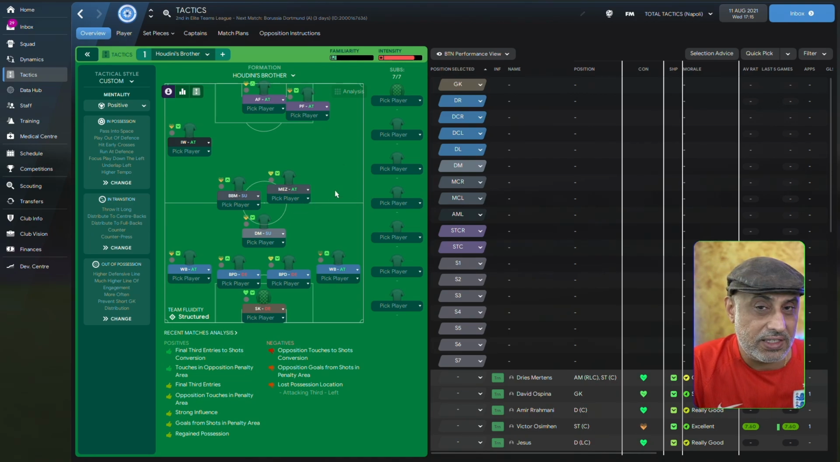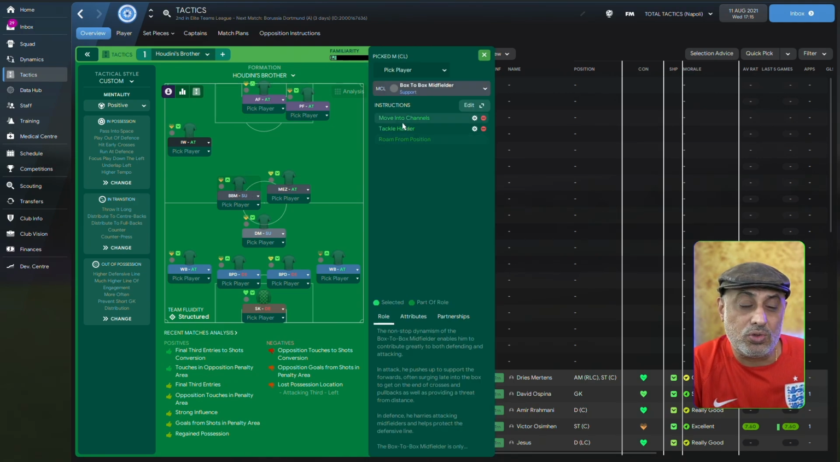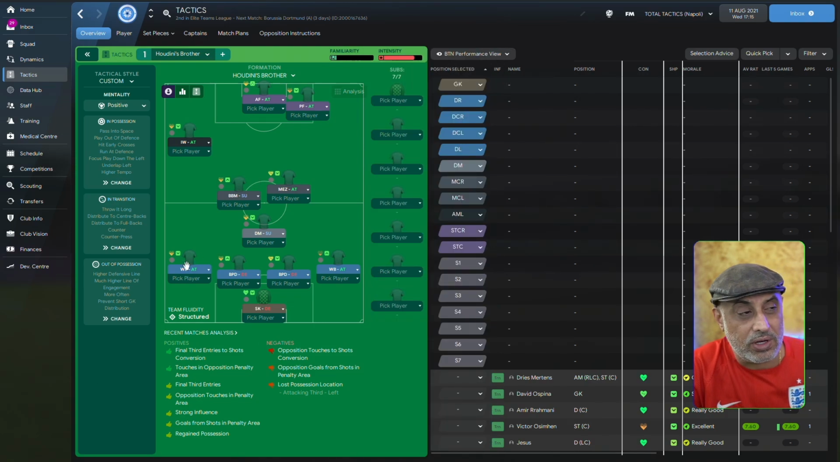On the left-hand side of the pitch, I also have a focus play instruction. This allows us to create a bit more space in the middle for us to move the ball around. And I've got an inverted winger here, a box-to-box midfielder who's been told to move into the channels. That's the space between players. And then we've got a wing-back on attack over here.